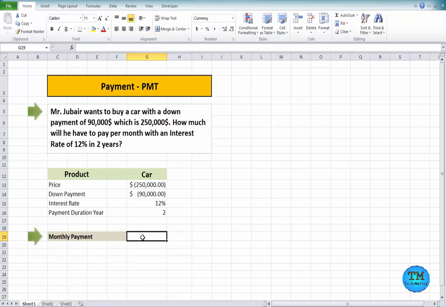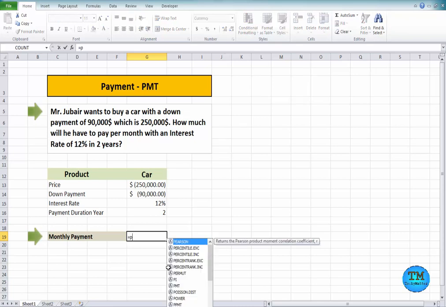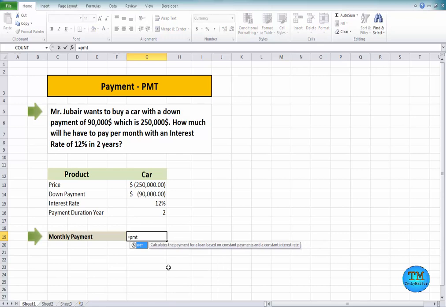So first you have to give an equation here. I'm giving it. Type PMT. See, PMT is written here. Double click on it, or you can type manually PMT. Both are okay. Now look, here is the PMT formula. We will apply the formula from here.